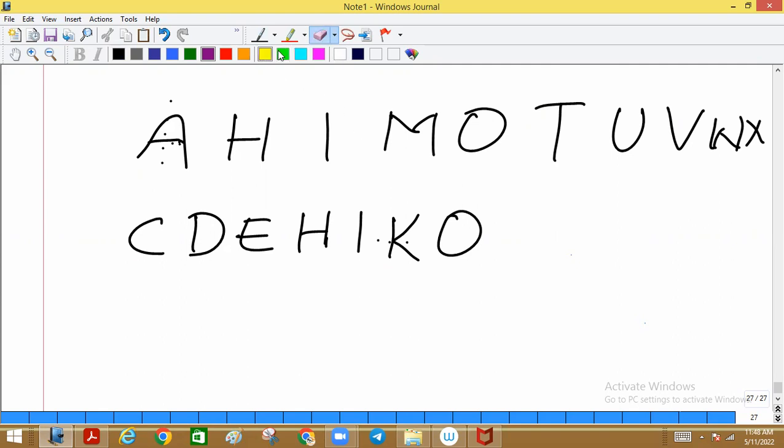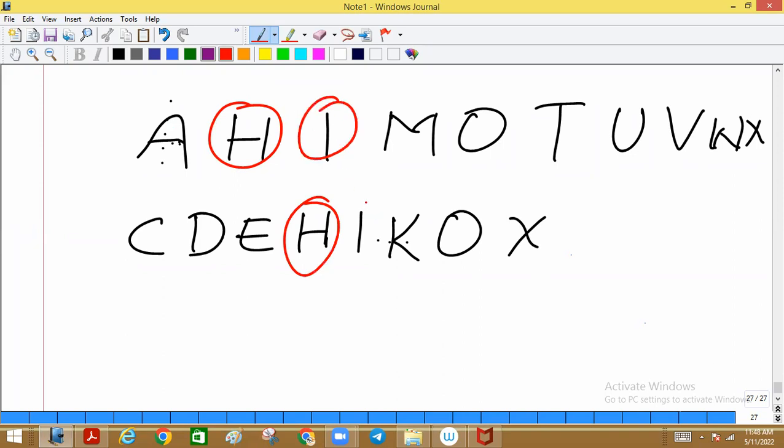Then what is the next one? X. X. Okay. Now what is important is, in these two lists, how many letters have both mirror and water images the same? How many letters are having both? What is the next one? H. Then I. Then O. Then X.